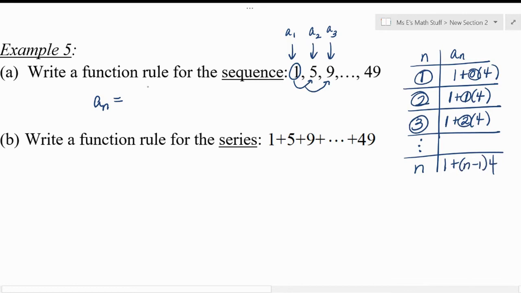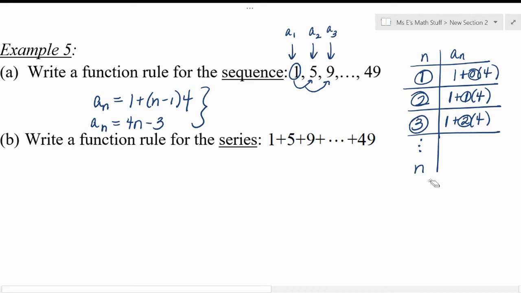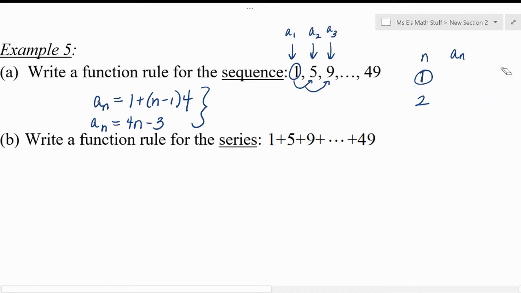So one way to write the rule would be 1 plus n minus 1 4s, which is just horribly unsimplified. But that is one way to write the rule. You could also simplify it and get a couple different versions. If you multiply the 4 in and combine like terms, we'd get 4n, and then minus 4 plus 1 would be minus 3. So we will call it success if you got either of these, and definitely if you understood that t-table over there. Okay, so that would be the rule for the nth term.